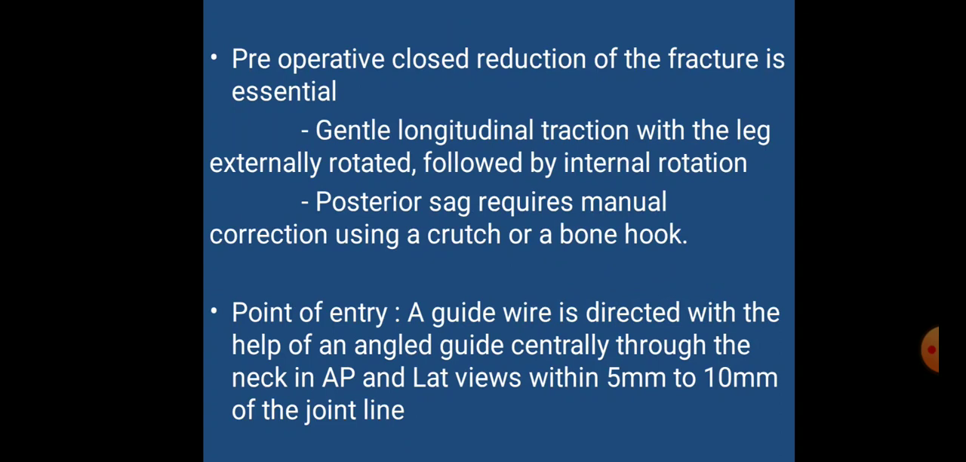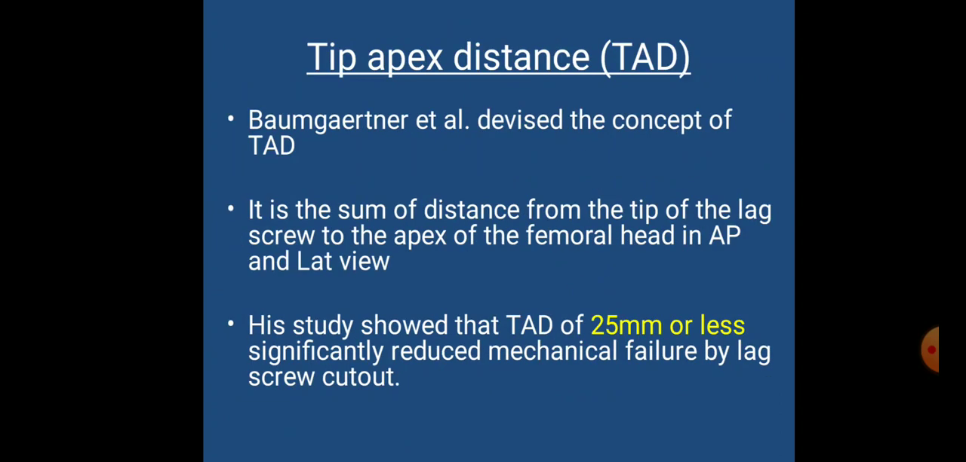What is the point of entry? A guide wire is directed with the help of an angle guide through the neck in AP and lateral view, 5 mm to 10 mm from the joint line. There is something called the tip apex distance. What should be the distance between the tip and the head of the femur?